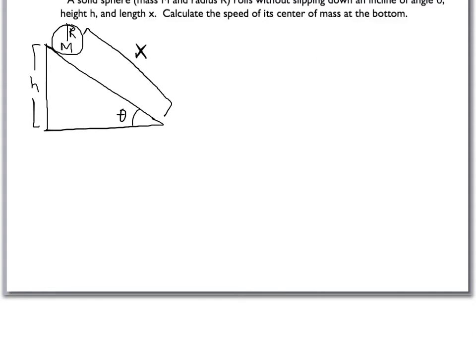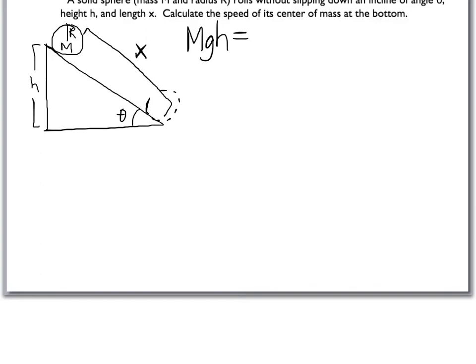So let's try a rolling motion example together. Here we have a solid sphere. It has mass m and a radius r, and it's going to roll without slipping down an incline at an angle of theta. The incline has a height h and a length x, and we are attempting to calculate the speed of its center of mass once it reaches the bottom of the incline. So we will use energy considerations to solve this problem, knowing that we begin with all potential energy. We start with an mgh, and by the time we get to the bottom of the incline, all of that potential energy has turned into kinetic.